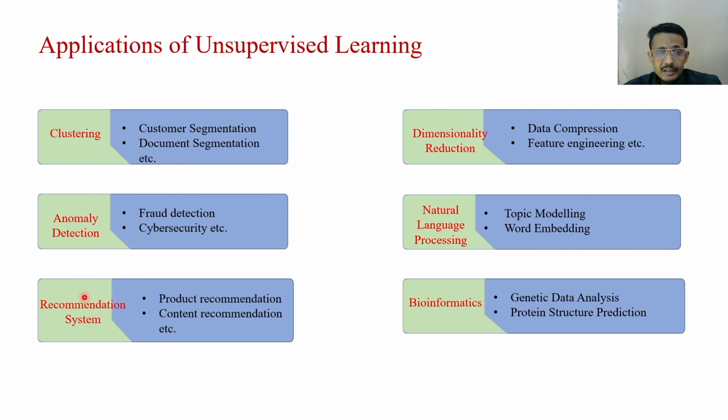Then there are recommendation systems, product recommendation, content recommendation, and dimension reduction, such as PCA, principal component analysis, data compression, feature engineering, etc. Then in NLP there is topic modeling, word embedding, and such things. Also bioinformatics, genetic data analysis, protein structure prediction. Unsupervised learning is very much used in these, and this list is not exhaustive; we only wrote a few of them.